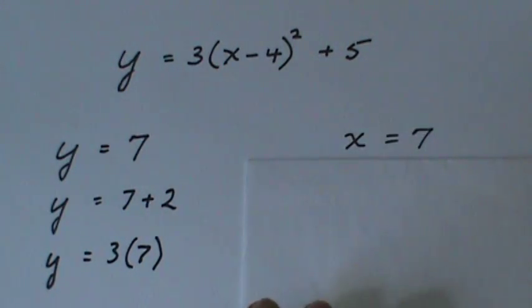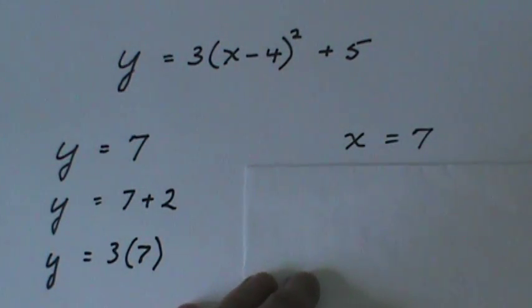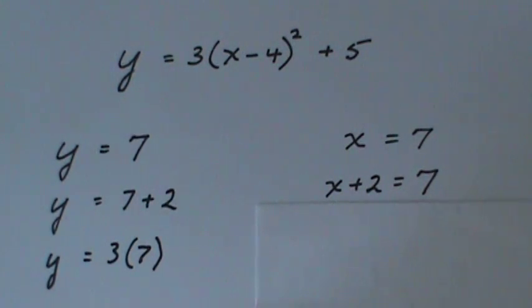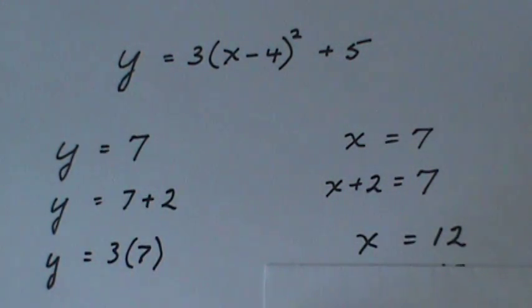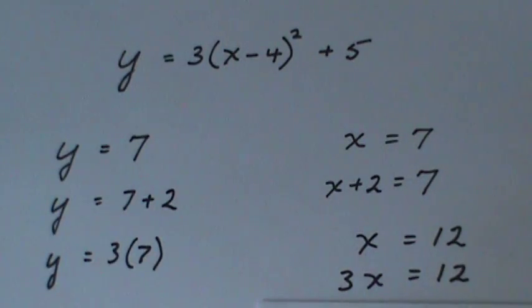And if you take an equation like x equals 7 and you add 2 to the x, what's happened? You've made x 2 smaller. X is now 5. Another example would be x equals 12. If you multiply x by 3, what's the value of x? The value of x is now 4.